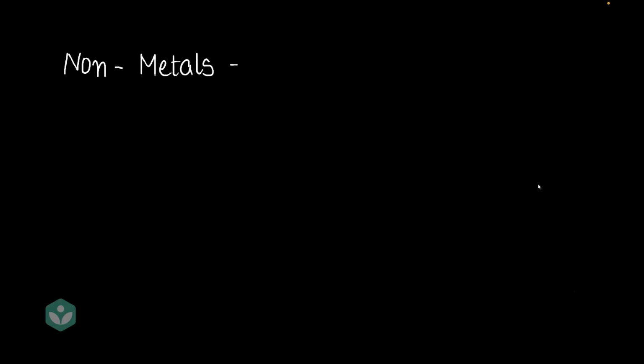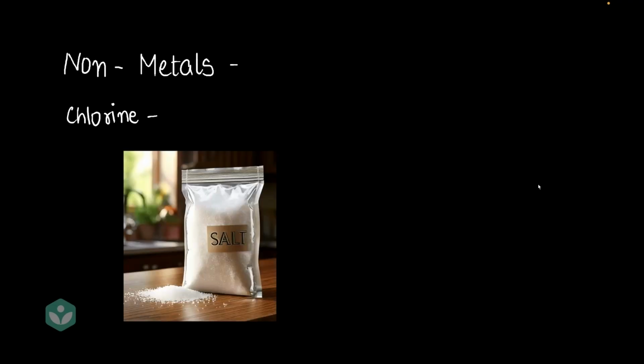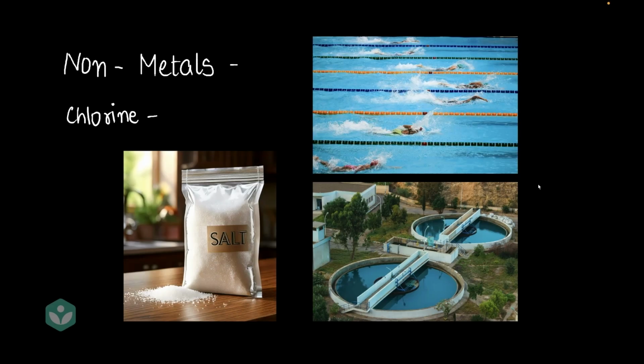Okay, let's move on to our next example, and that is chlorine. Chlorine is something we use every day. Chlorine is found in our common salt, NaCl, sodium chloride, right? And we eat it every day. Chlorine gas is also used as a disinfectant to purify water in swimming pools and large water treatment plants.